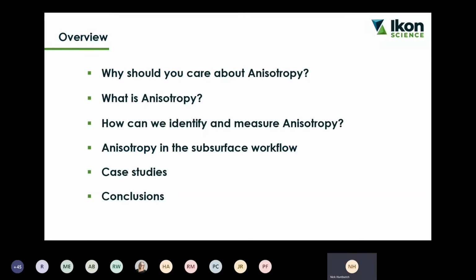But yes, starting right at the beginning, why should we care about anisotropy in the first place? What actually is it that we're talking about? What methods do we have to be able to identify it and measure it? How can we calibrate our models? And then basically how it impacts various stages of the subsurface workflow. And of course, illustrating it where necessary or relevant with case studies is always a good idea.